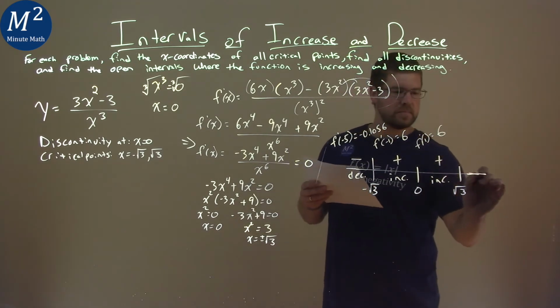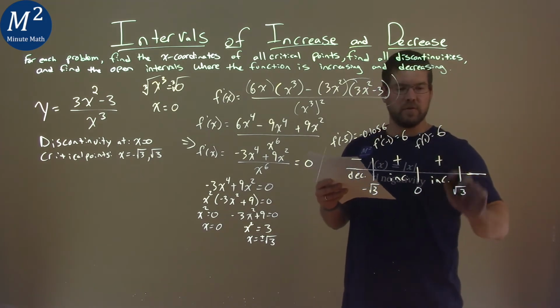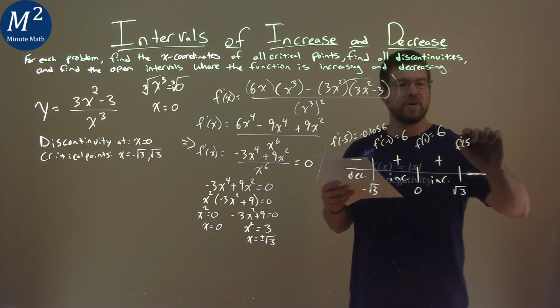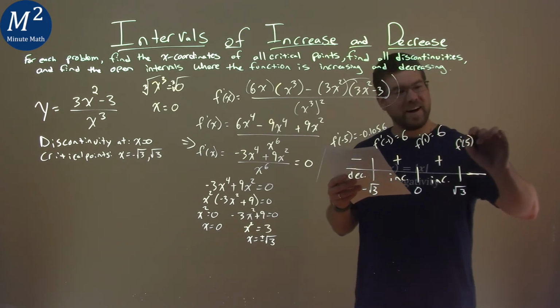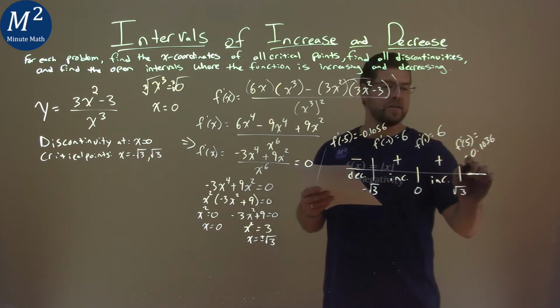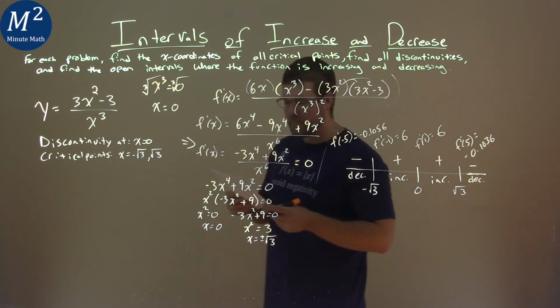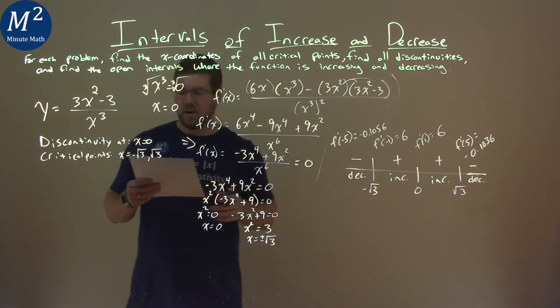Now, keep on going. I want to find a value bigger than square root of 3, so I found f prime of 5. I found f prime of 5, which is a negative 0.1036. Don't really care what number it is, just that it's negative, and we are decreasing there. Okay, so this tells us all that we need to know.